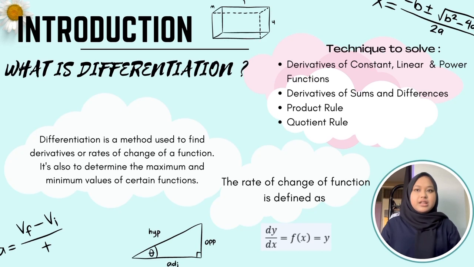So, this is an introduction. First, what is differentiation? Differentiation is a method used to find derivatives or rate of change of a function. It's also used to determine the maximum and minimum values of certain functions. The rate of change of a function is defined as dy/dx = f'(x), where y = f(x).